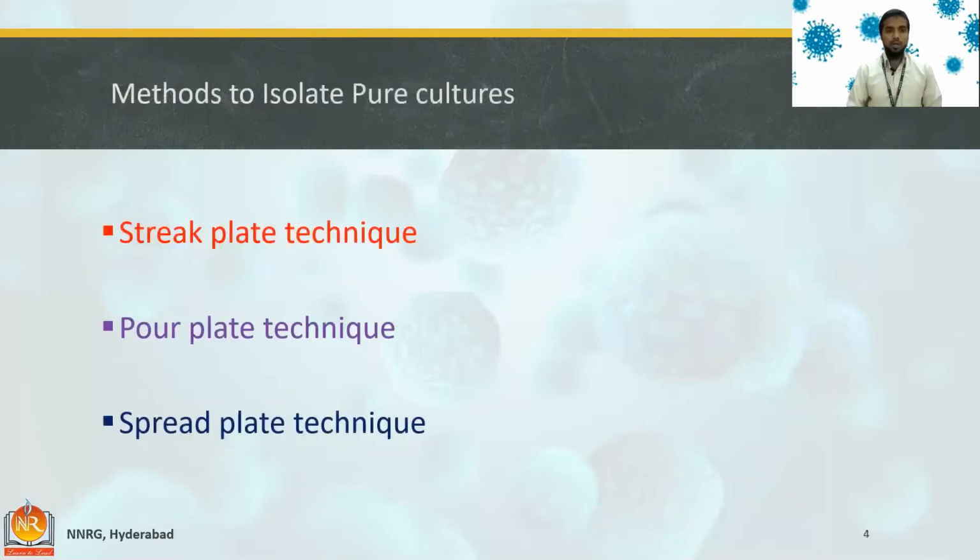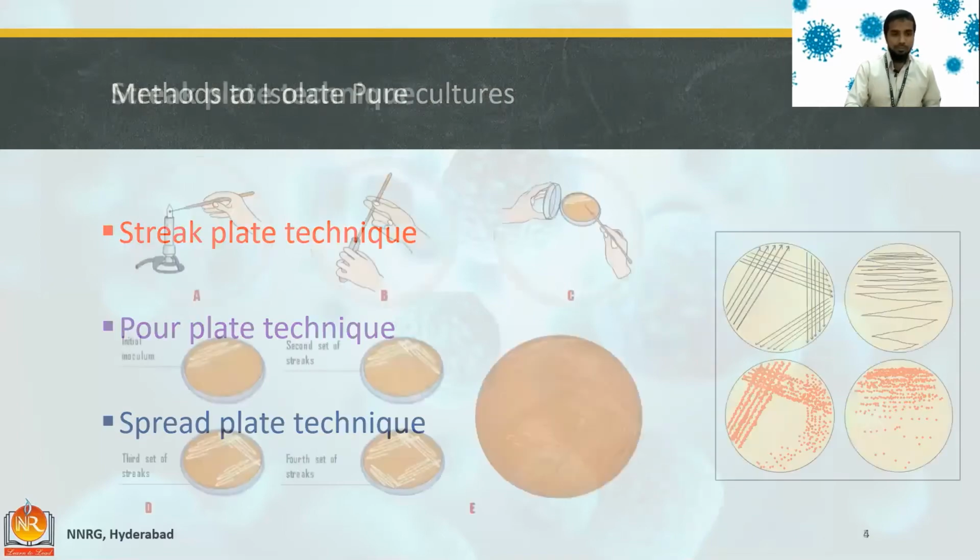Now moving on to the methods to isolate pure cultures. There are three methods, basically: streak plate method, pour plate method, and spread plate method. These are the common techniques that are followed in order to inoculate microorganisms into the culture media, incubate them, and identify them, what type of bacteria they are. So beginning with the streak plate technique.